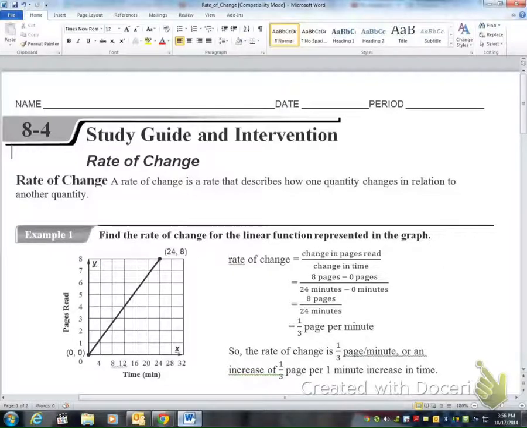Alright, so we're going to look at section 8-4, which is talking about rate of change.